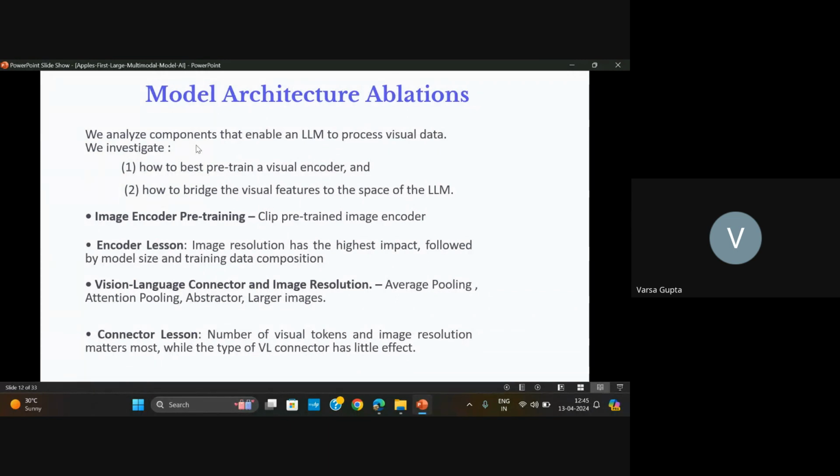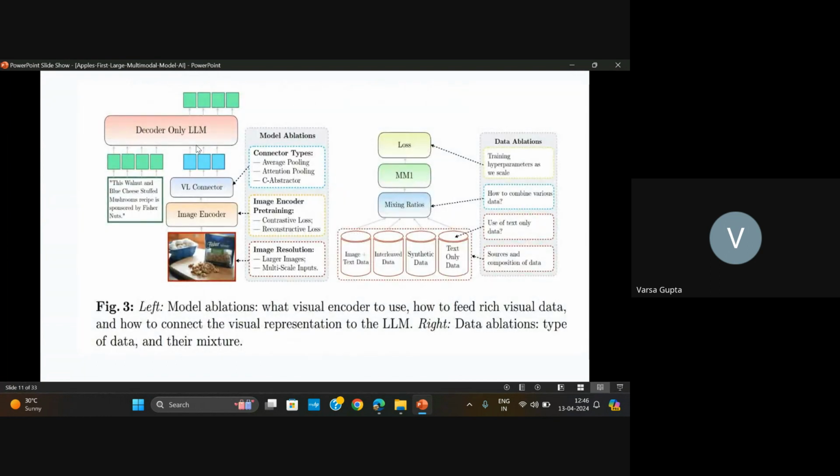The second thing is the encoder lesson, which is that image resolution has the highest impact, followed by model size and training data composition. So this suggests that image resolution has the highest impact, followed by the other things like model size and training composition. The third is the vision language connector and image resolution. We saw in the previous slide, in this figure, that different connector types were used for the vision language connector, like average pooling, attention pooling, and C abstractor.